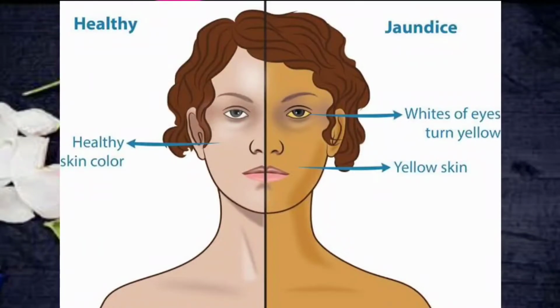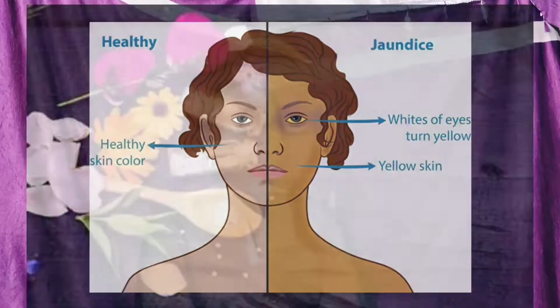So let's continue with this jaundice. The normal level of bilirubin is 1 mg per dl. High blood bilirubin is divided into two categories, that is the unconjugated variety and the conjugated variety. We will discuss it later on.